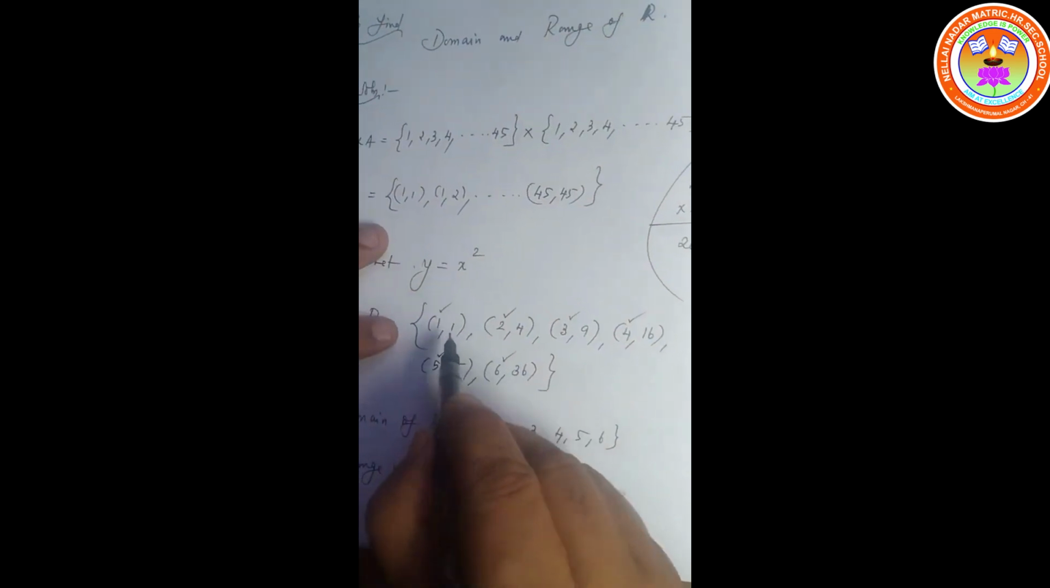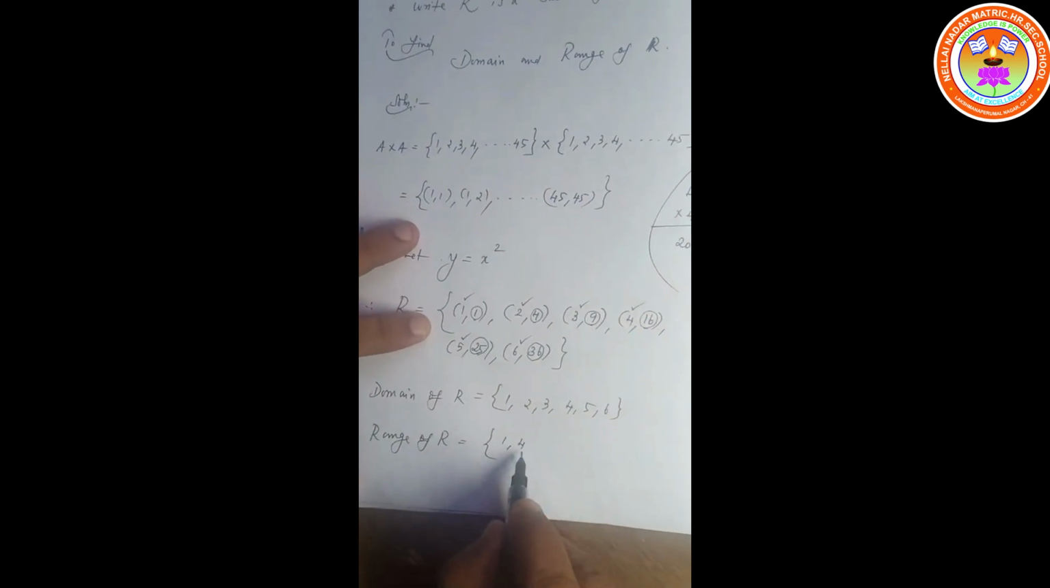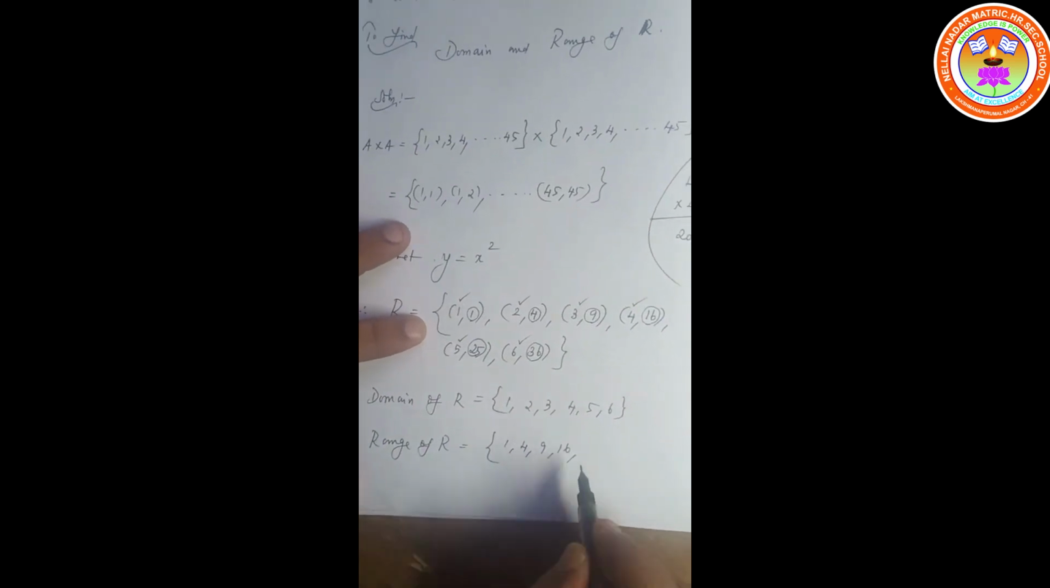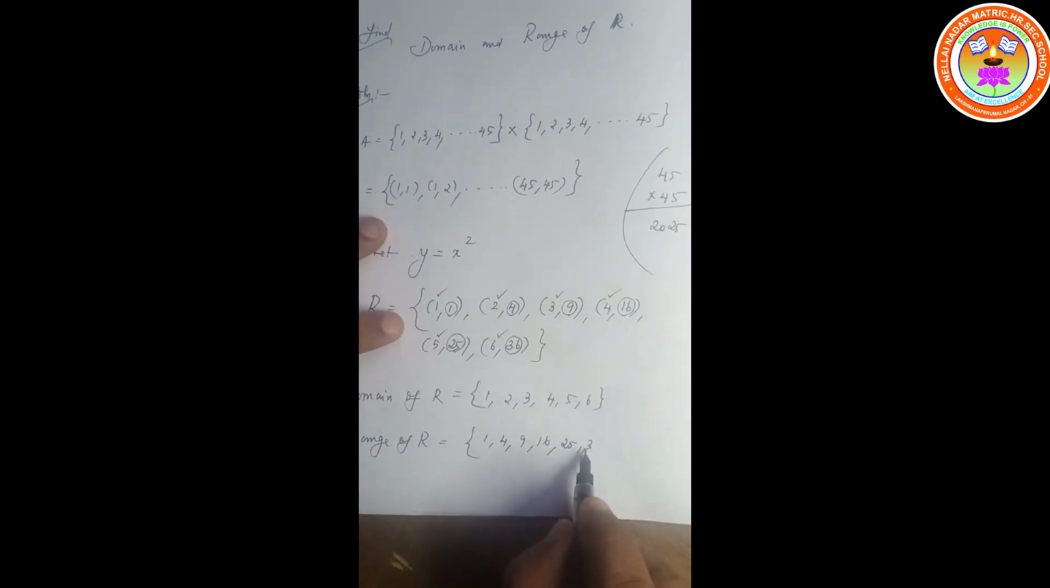Range of R, that is the value of y: 1, 4, 9, 16, 25 and 36. Just for your reference, I have encircled all the numbers. You no need to encircle. You just write (1, 1), (2, 4), and so on up to (6, 36). That's all. Problem number 2 is over.